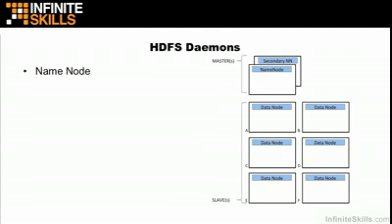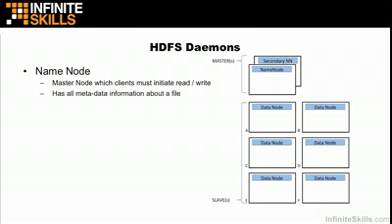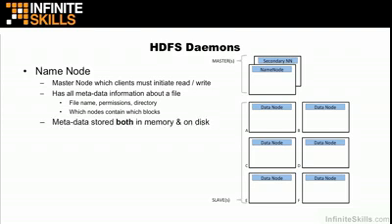Zooming in on the HDFS daemons, we see our old friend the name node, which is our master node that clients have to initiate a read or write operation to. It contains all the metadata information about a file. This includes the file name, the associated permissions, and the directory that that file exists in. It also contains which blocks are loaded into which nodes, so that when asked, the name node can reconstruct a file. This metadata is stored both in memory for quick lookups and on disk for persistence.